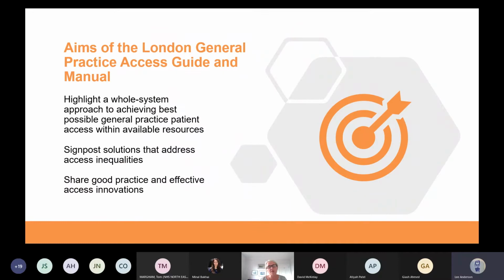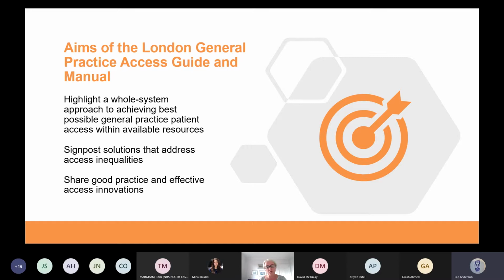So what are the aims of the General Practice Access Guide and Manual? We want to highlight a whole system approach to achieving the best possible general practice access within our available resources. So I'll come to the whole system approach in a minute, but I think the available resources is really important. It's not the sky's the limit. We have to work with what we've got, and the guide is really about trying to make the best of what we can in what is, we recognise, a very difficult and challenging environment.